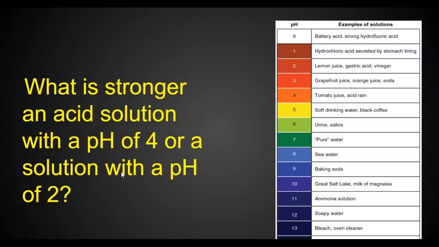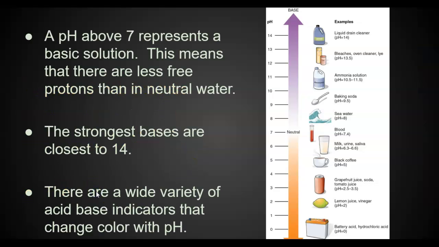Which solution is a stronger acid, a pH of 4 or a pH of 2? With acids, the stronger the acid, the lower the number. So in this case, the pH of 2. A pH above 7 represents a basic solution. So you have more of those hydroxides and very few protons. All of these strongest bases are up here. Notice acids red, bases blue.